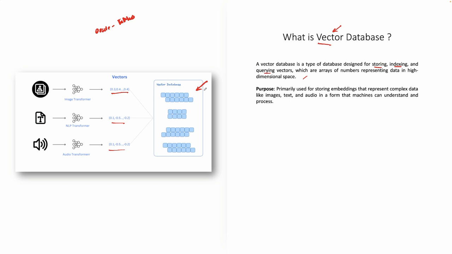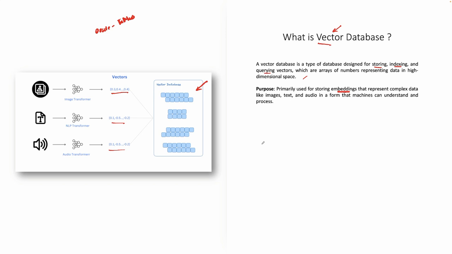So the purpose is that it is primarily used for storing embeddings that represent complex data like images, text, audio in a form that machines can understand and process. Very simple. I think I told you in the previous lecture as well. That was the whole purpose of doing embedding, because you were breaking a complex object into a smaller set of objects or sub-objects or features, right? We took an example where we went from 7 dimensions to a 2-dimensional space, the example of a cat. We had 7 different features, and the 7 dimensions were converted into 2 dimensions.